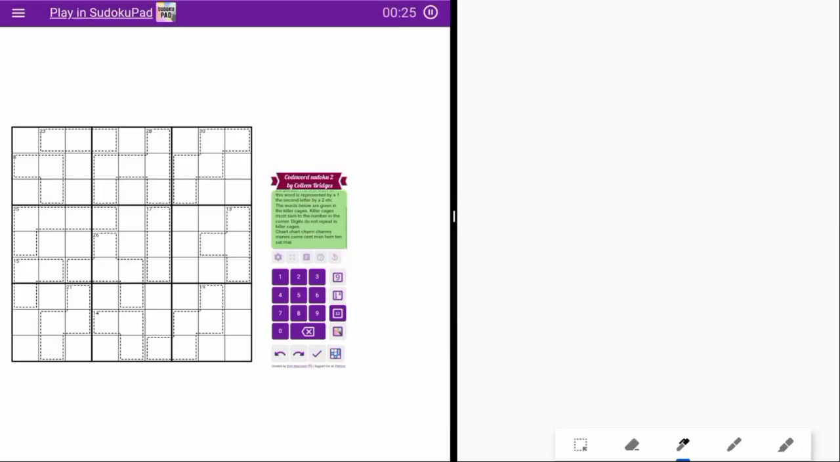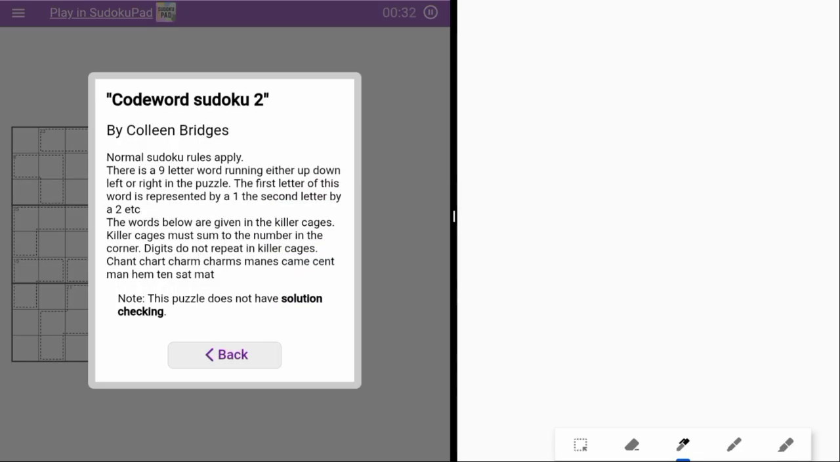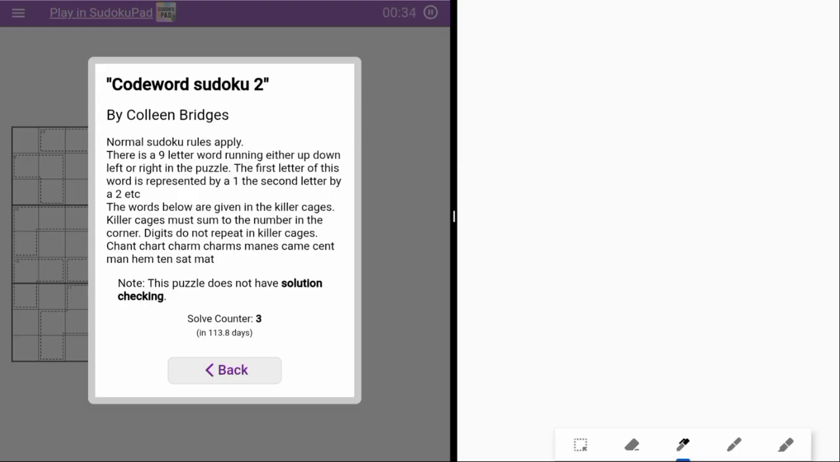Hello, welcome back. This is my Codeword Sudoku puzzle number 2. I'll just have a quick look at the rules for you. Normal Sudoku rules apply. There is a 9-letter word running either up, down, left or right in the puzzle. The first letter of this word is represented by a 1, the second letter by a 2, etc.